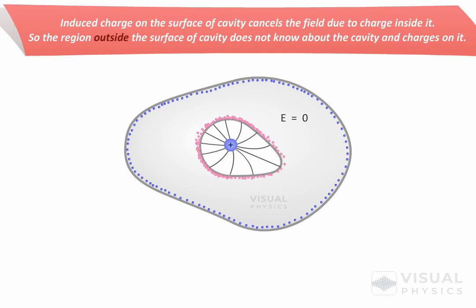Charge on the surface of the conductor is not aware of the cavity and the charge inside it. So even if we remove this part, this distribution will not change. So if we move the charge inside the cavity, the charge distribution on the surface of the cavity quickly changes to cancel the field in the body of the conductor. Charge on the surface is not affected by this.